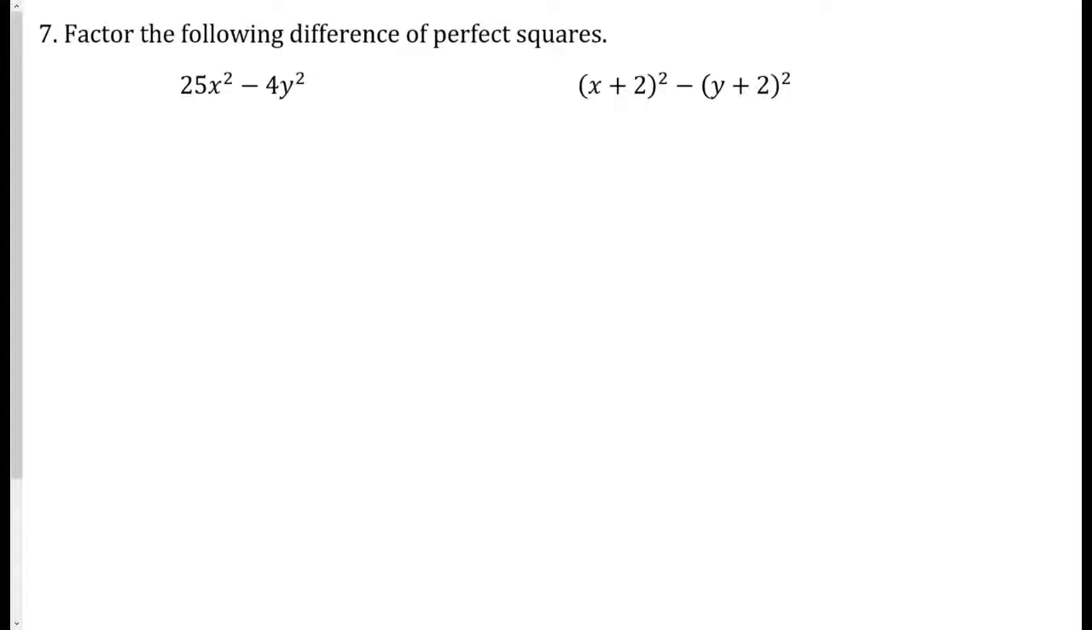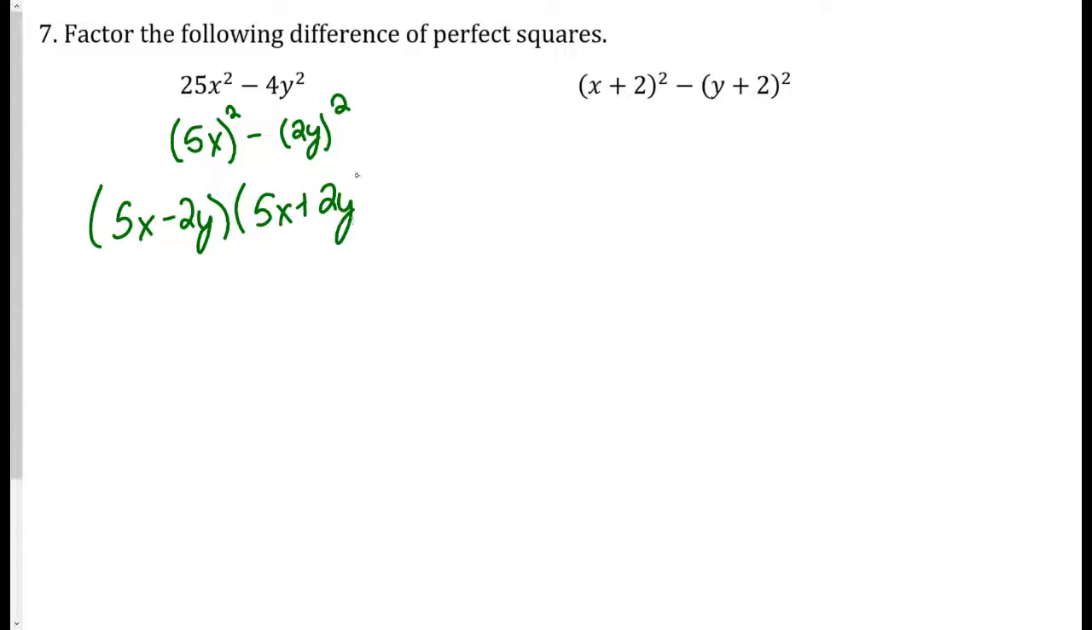Review questions. Factor the following difference of perfect squares. So 25x squared minus 4y squared. That's (5x) squared minus (2y) squared. So that factors into (5x minus 2y)(5x plus 2y). Maybe you have (5x plus 2y)(5x minus 2y). The commutative property says that those two are equivalent.